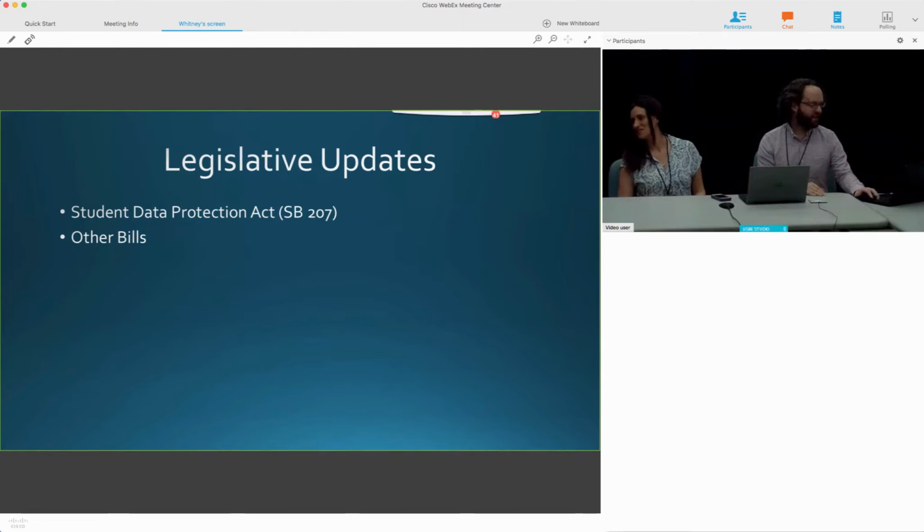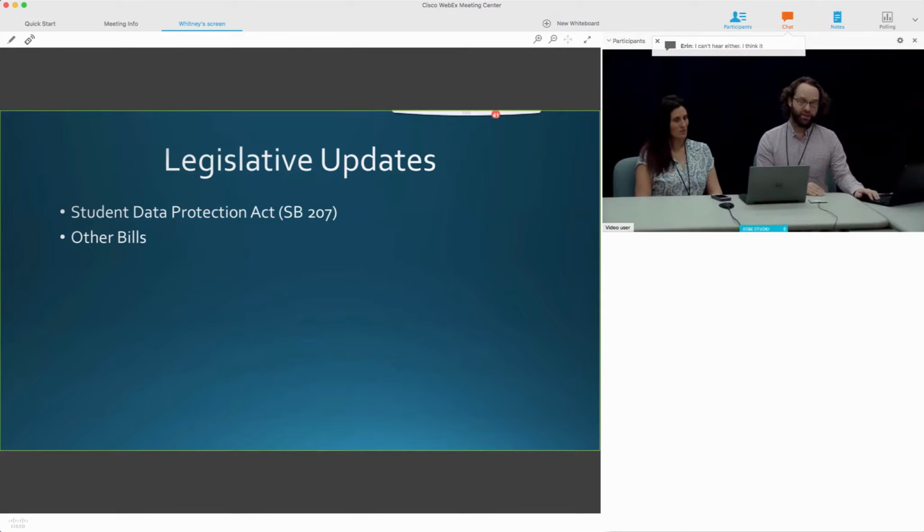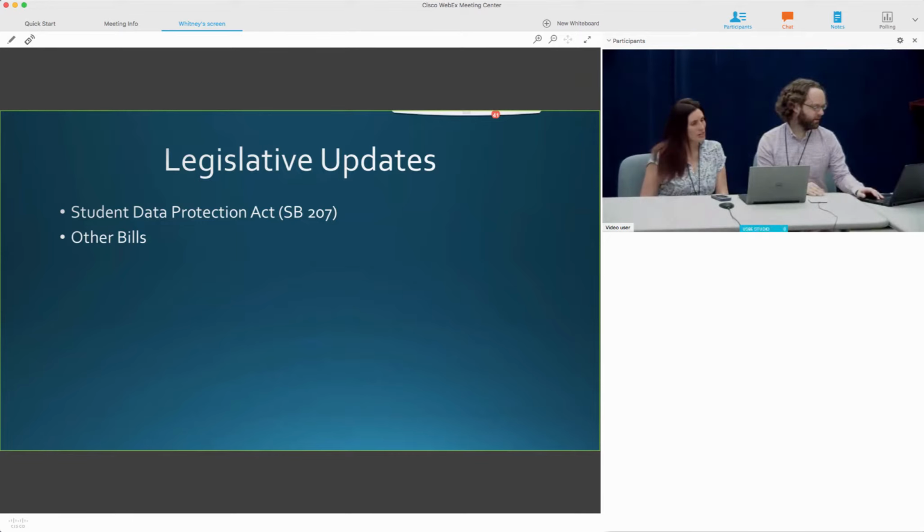I'm going to talk about what the main changes are within the Student Data Protection Act in Senate Bill 207. A lot of it is actually in the definition section, where we were trying to add more clarification in terms of how it relates to FERPA and some other requirements. I can give you an example of that.